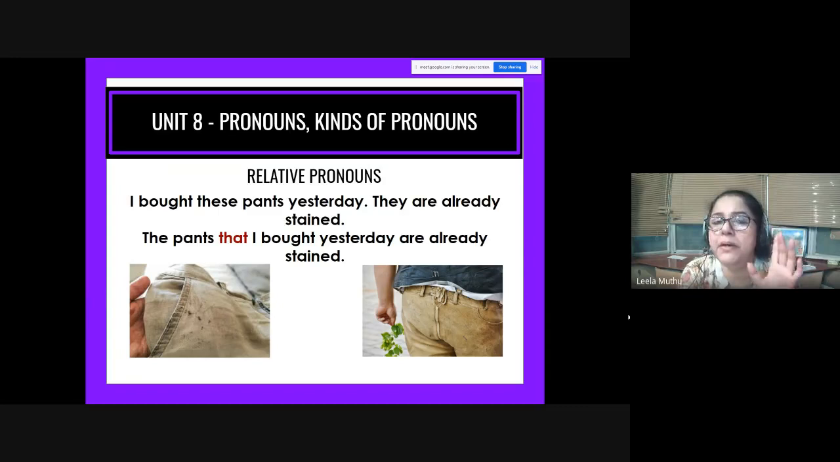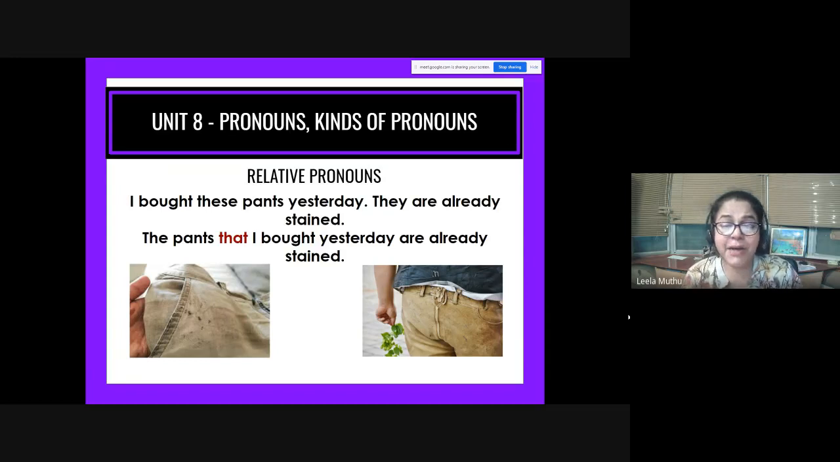Now children, remember when you're talking about non-living things or about animals, especially about non-living things, we use that and which. All right, that and which. When you're talking about animals, we usually use which. You can use that also. Sometimes the sentence sounds perfect when you use that as well for animals. But as a grammatical rule, that and which are used for non-living things, and we usually use which for animals. So the pants that I bought yesterday are already stained.